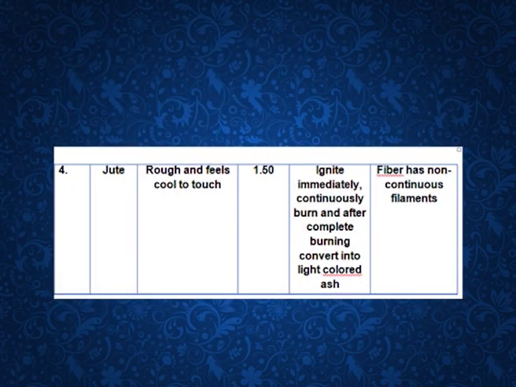Then is the jute. Now jute is rough and it feels cool to touch. With a specific gravity 1.50, it ignites immediately, burns continuously, and after complete burning converts into light colored ash. This fiber has non-continuous filaments.